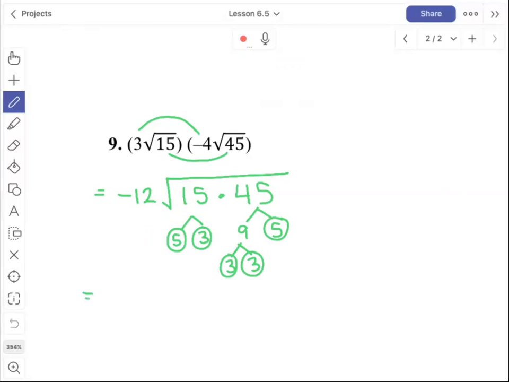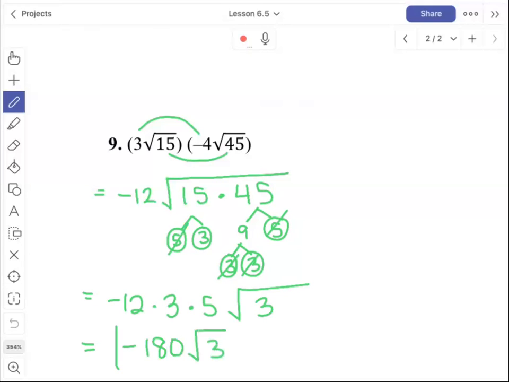All right, so let's see what we can take out. I have 2 sets of 3s here. All right, so I can take out that pair of 3s. I can pull out the pair of 5s. And I'm just left with that 1 3 on the inside. All right, so that gets me negative 180 rad 3, I think, if I multiplied that correctly in my head. And that is my final answer.